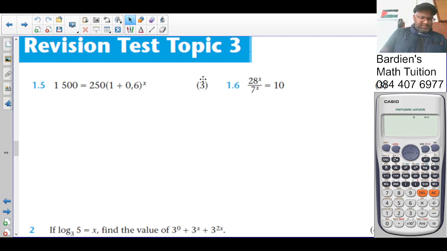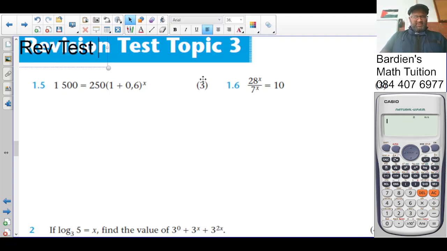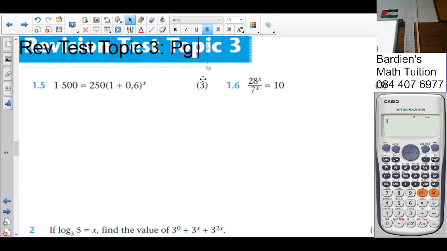Let's give the reference here. Revision test topic 3. And this is on page 58.